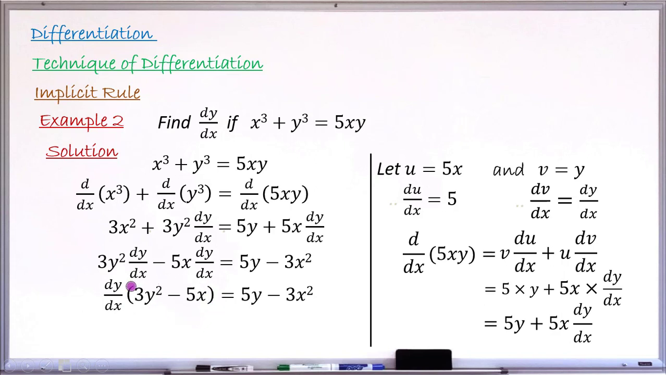Dividing both sides by this bracket gives me dy/dx equals the right-hand side, which is 5y minus 3x squared, divided by 3y squared minus 5x. And this is the dy/dx of this very function. And this is your implicit rule.